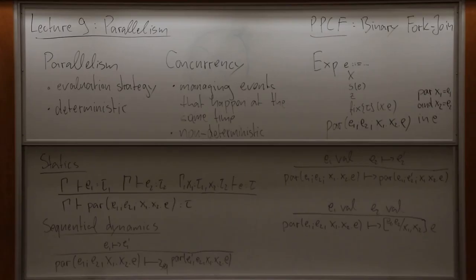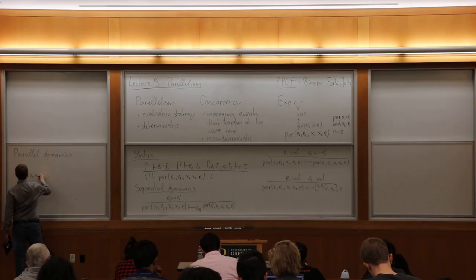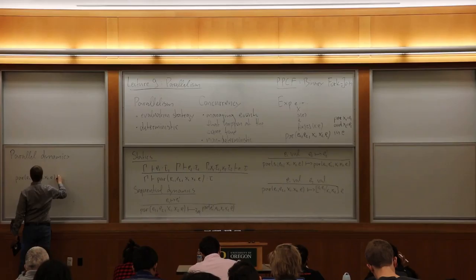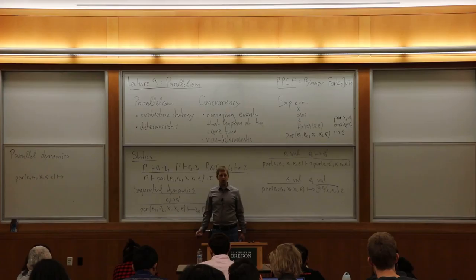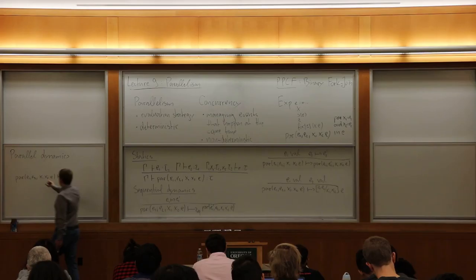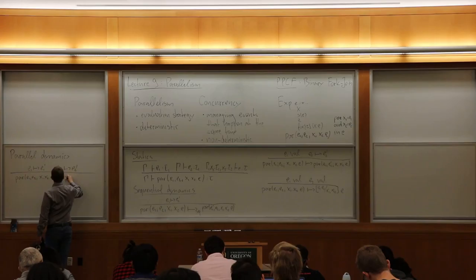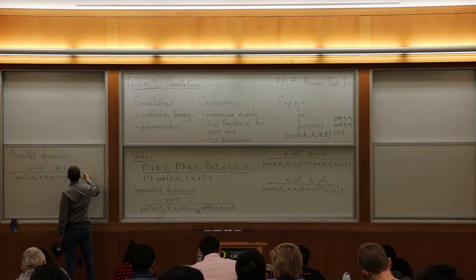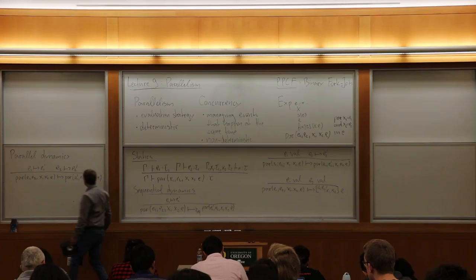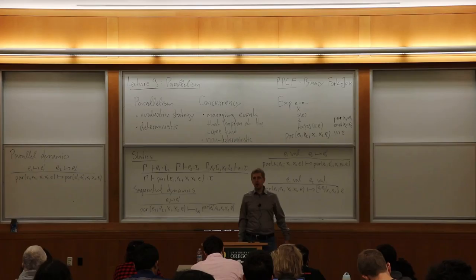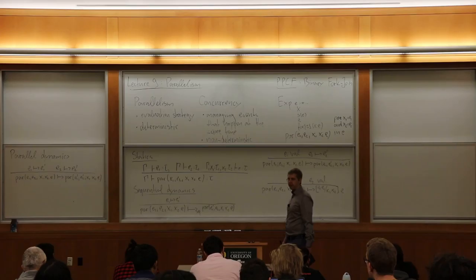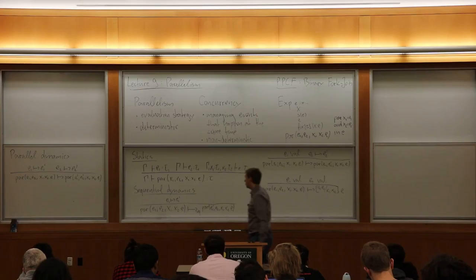So if I can make a step in E1 and E2, well then I just do it. I step in both of them. So E1 prime, E2 prime, and the par steps accordingly.